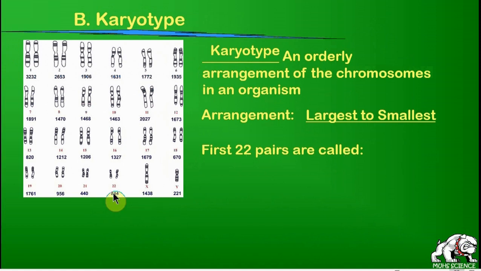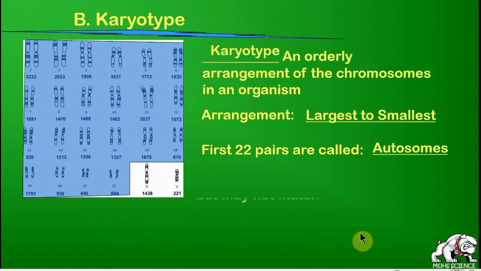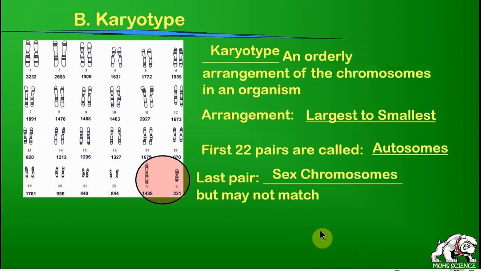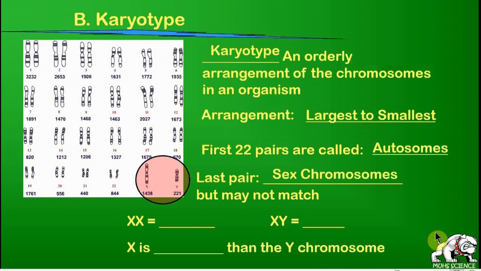The first 22 of these chromosomes are called autosomes. That's where the vast majority of your genetic information comes from. The last pair, which may or may not match, are called sex chromosomes. These sex chromosomes determine the difference between the sexes of at least mammals. Other organisms have different ways to determine sex, but at least in mammals, it goes on an XY chromosome pattern.